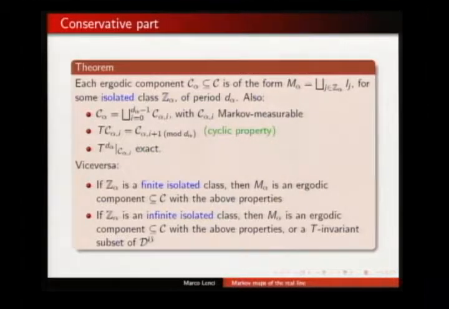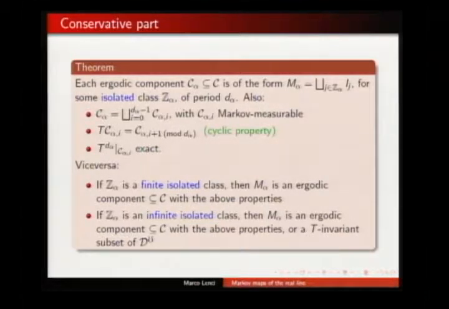So each component C alpha is actually related to an essential class in this way. This is the set associated to the class that I was telling you before. And also the vice versa works most of the time. Let's look at the first point here. If you have a finite isolated class, then the corresponding set is an ergodic component with the above properties, which splits into d alpha cyclic components.